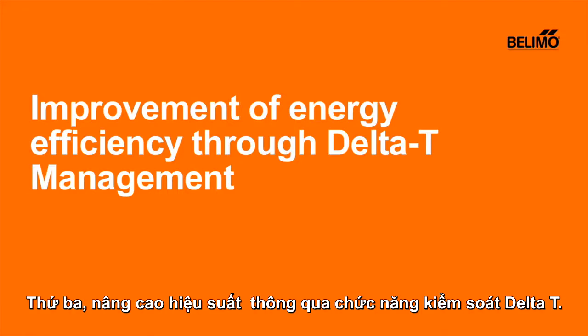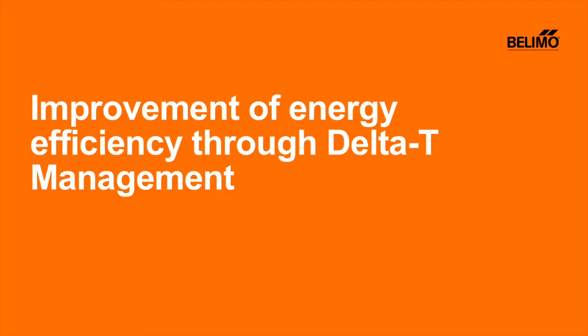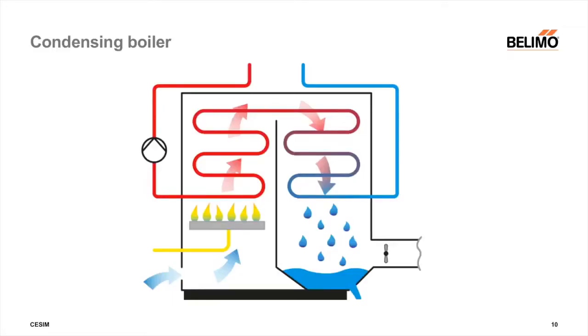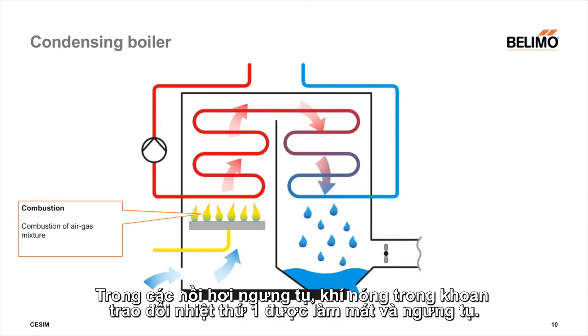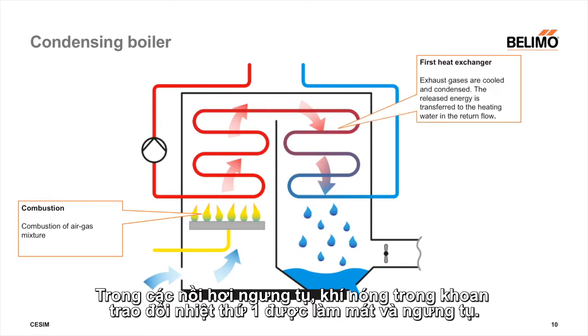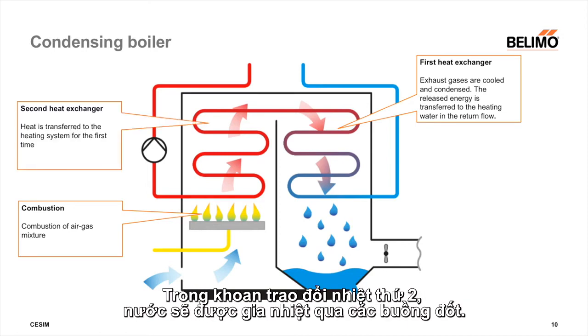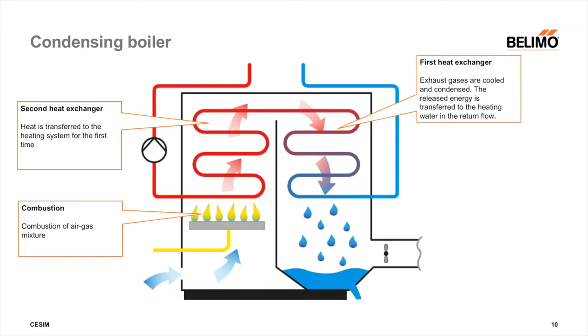Improvement of energy efficiency through delta T management. A condensing boiler is a boiler for hot water heating systems, which almost completely uses the energy content of the fuel used. In condensing boilers, the gas in this first heat exchanger is cooled as much as possible at the condensation heat of the water vapor contained in the gas. In the second heat exchanger, the water is reheated by combustion.